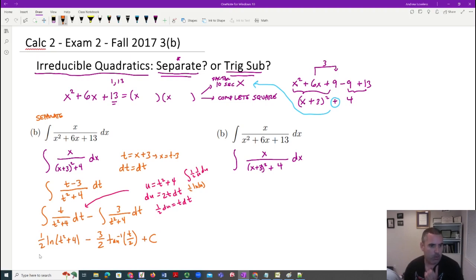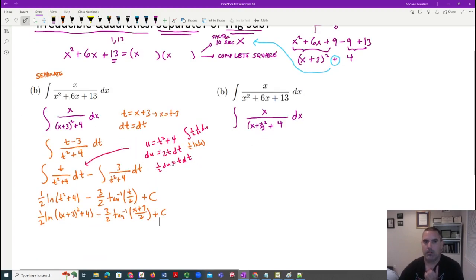There's our answer, but we're not quite done. You would have to return to x, so log, this would be x plus 3 squared plus 4. It just depends on how pretty we want to make it. I could return all the way back to the original if I wanted. 2 plus c. Okay, so there's our first option, separate. What I like is since we do encounter irreducible quadratics in a few settings, it's kind of nice to just have a strategy of split it up, and both things are things we know.